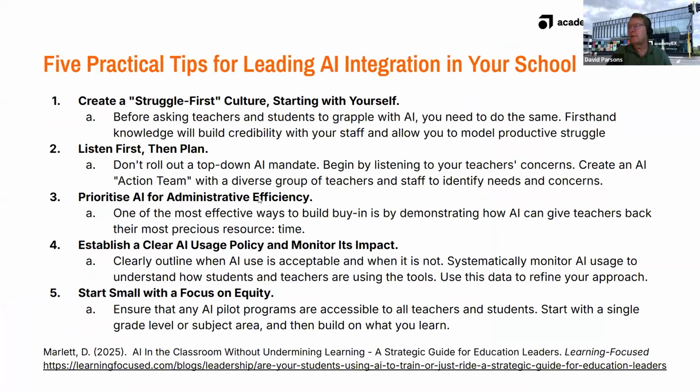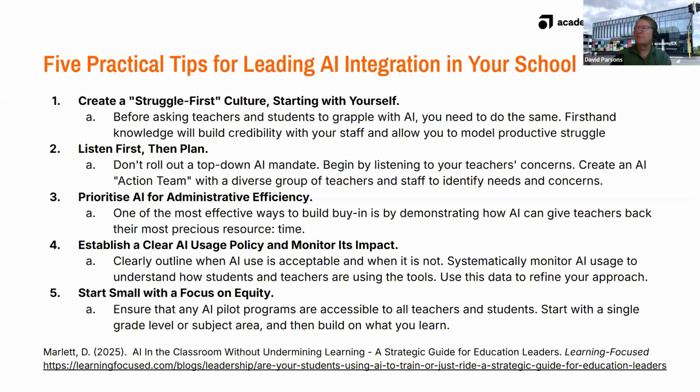Very last one, and I'm not going to go through this in detail, but I thought it was a nice way to finish, in the sense that it's called AI in the Classroom Without Undermining Learning, a strategic guide for education leaders, and it's got these 5 practical tips for leading AI integration in your school. You may not find anything in here that you're not already aware of, but I do think it provides a nice checklist for, okay, these are the things that I can really think about as a leader of learning, as someone who's the tech expert. What's the best way to go?